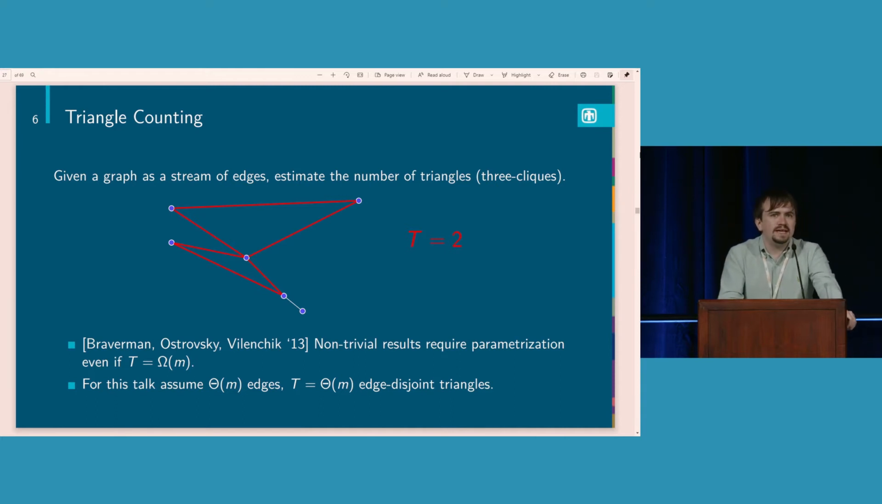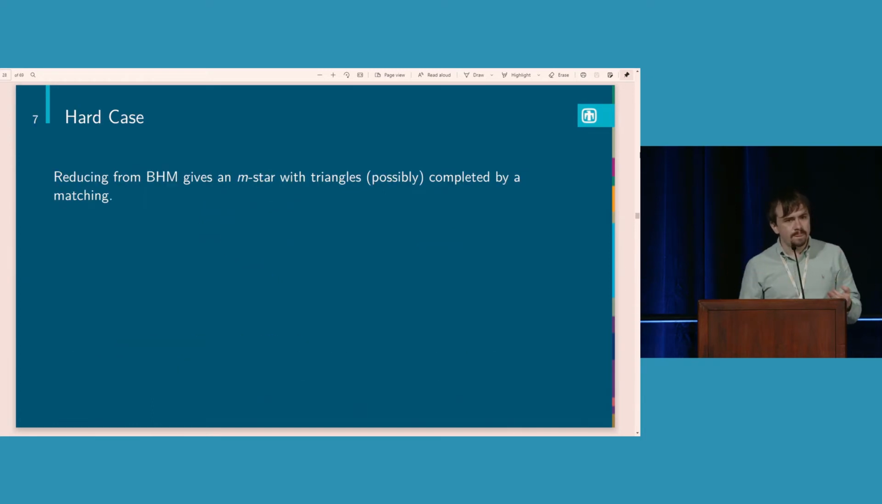We want to get a quantum algorithm that's going to beat the classical lower bound for this. So a natural place to start looking is this instance that we know is hard classically, this one that you get by reducing from the Boolean hidden matching problem, and see if we can beat the classical lower bound there. So this hard instance looks like the following.